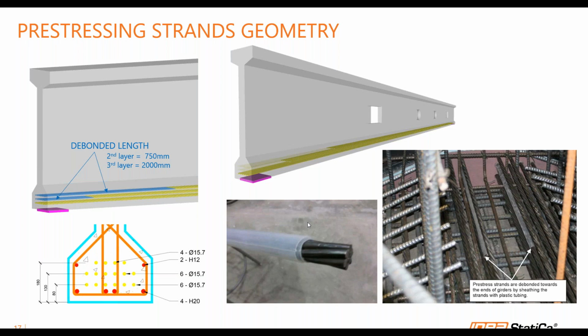And we are going to apply this directly into our model based on this info right here. For the second layer, we have 750 mm. The third layer is 2 meters. So with that, I will end my slide again.